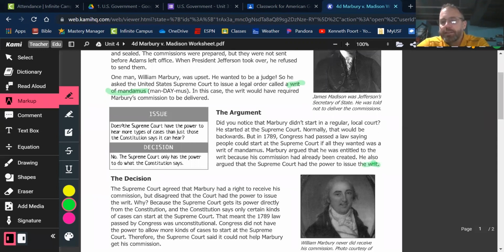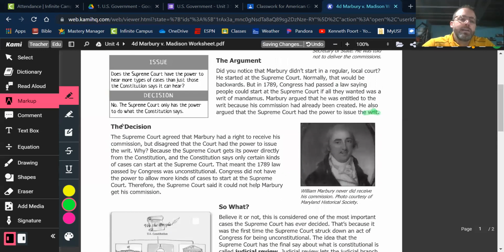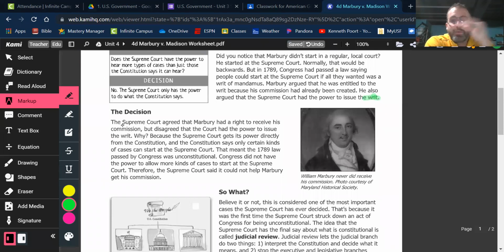Okay. And when we say writ, it's like issue that decision. Okay. So here's the decision. Remember, this is what the precedent is. When the Supreme Court makes a decision, every situation similar to that going forward has to follow that decision.